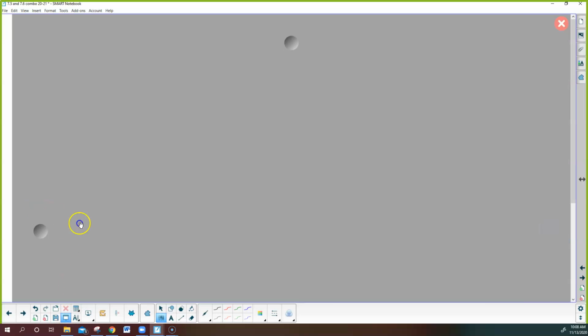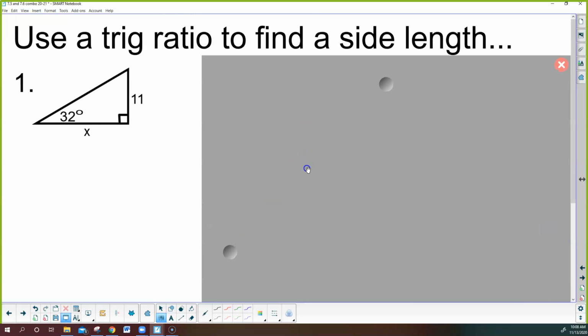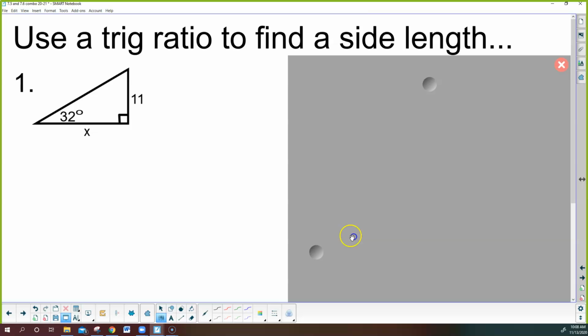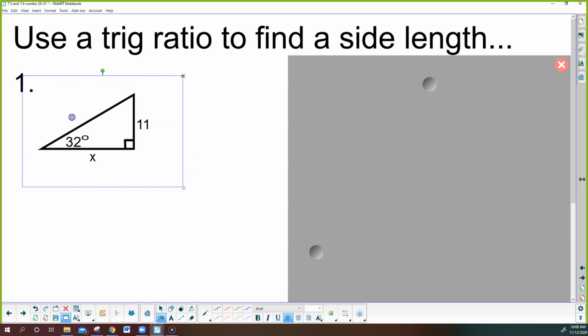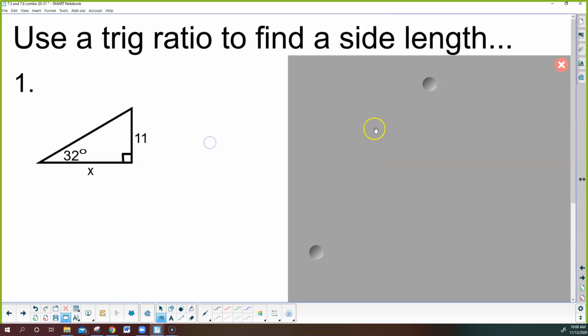Okay, well, let's think about what we've been doing so far. And I definitely want you to write this one down. This is the reason why we're doing SOH CAH TOA or trigonometry. What does trigonometry do for us? Well, trigonometry allows us to find missing side lengths when we can't use Pythagorean theorem or we can't use the special right triangles that we learned before. Right? Pythagorean theorem only worked when we knew two sides of a right triangle.